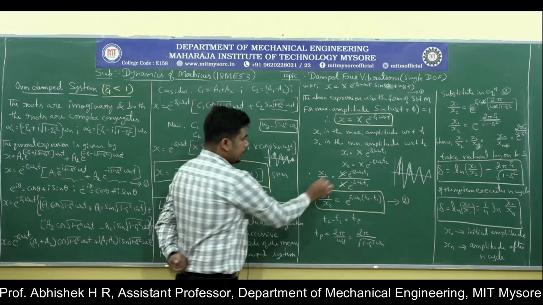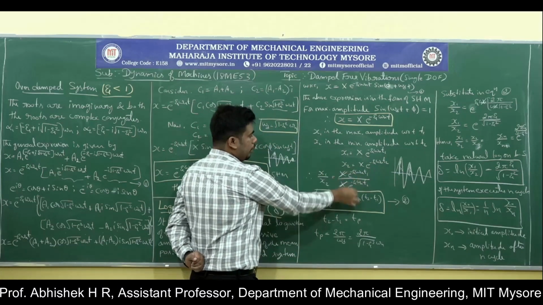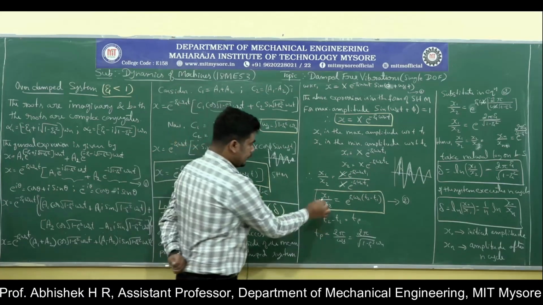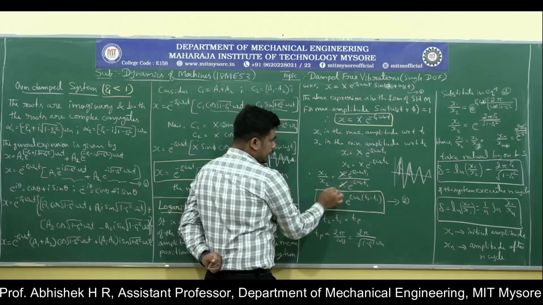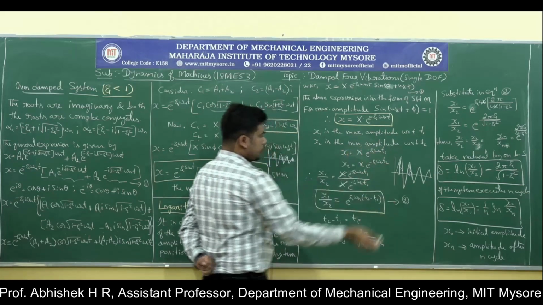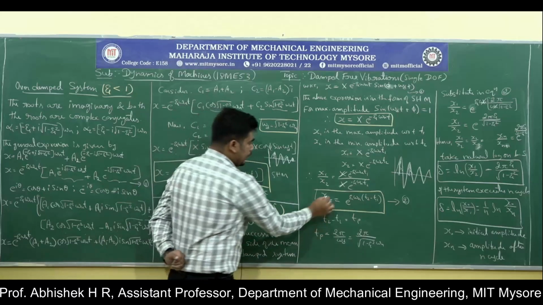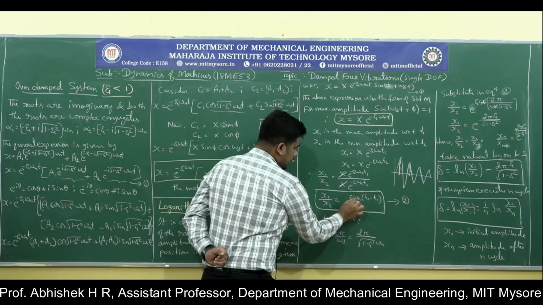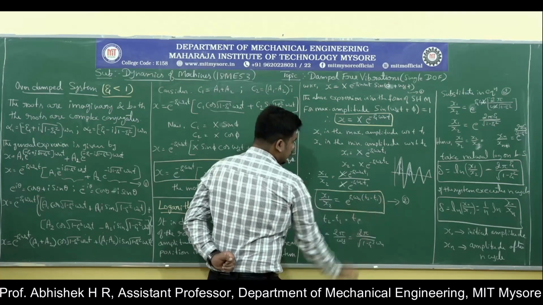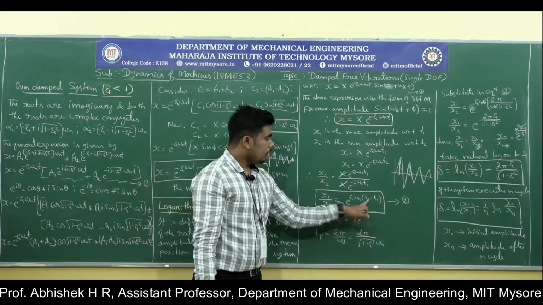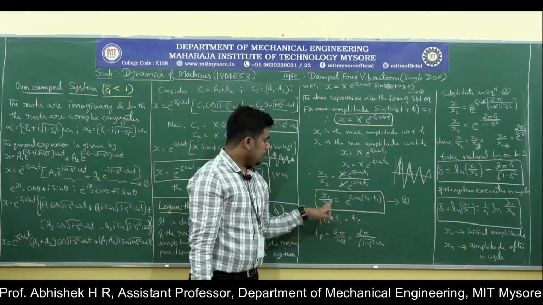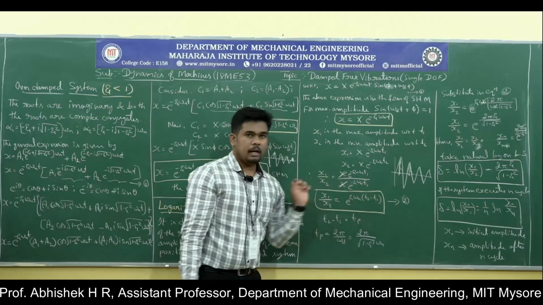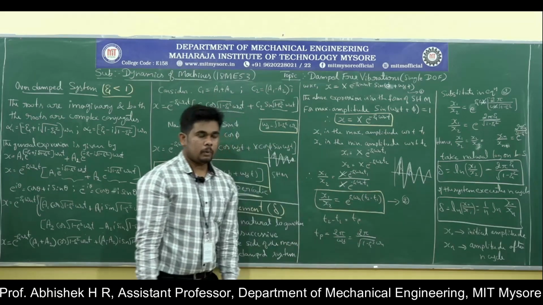As per the definition, x1 by x2, so if we modify this, the capital X will get cancelled, shift this to numerator, so you will get x1 by x2 is equal to e to the power of minus zeta into omega n into t2 minus t1. So after simplification, x1 by x2 is equal to e to the power of zeta omega n into t2 minus t1. So this is the equation 2.